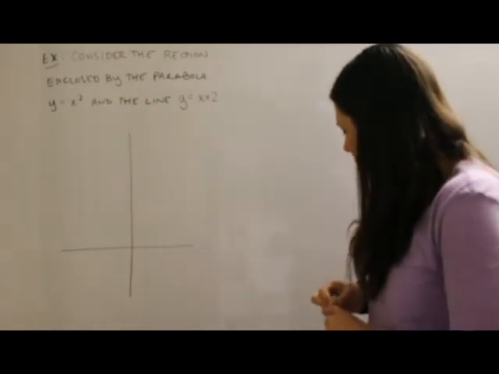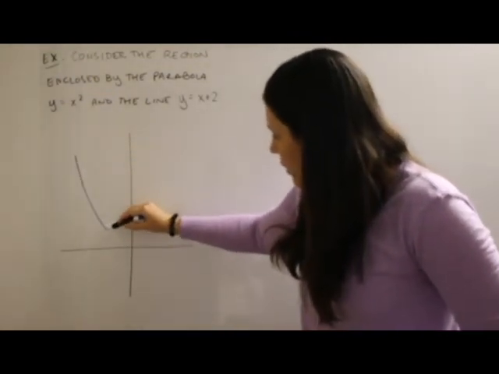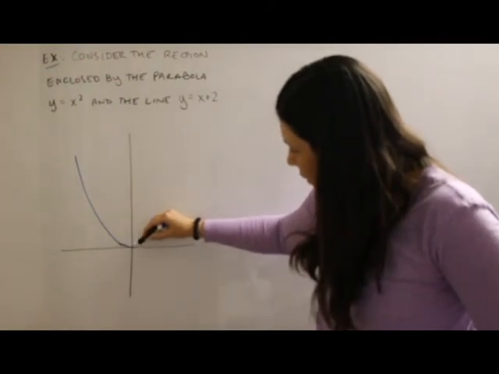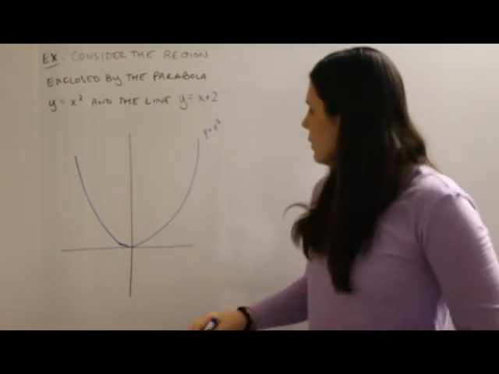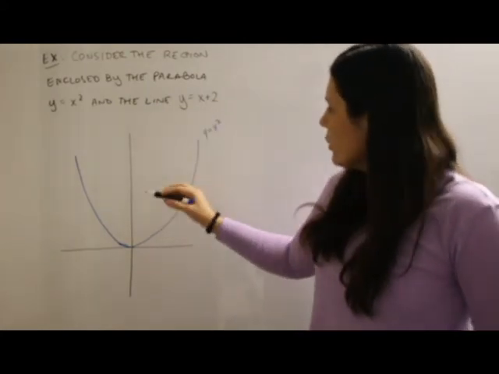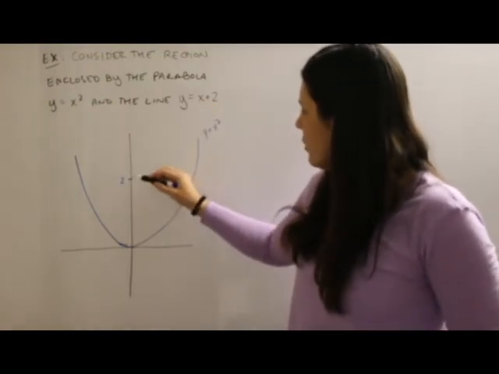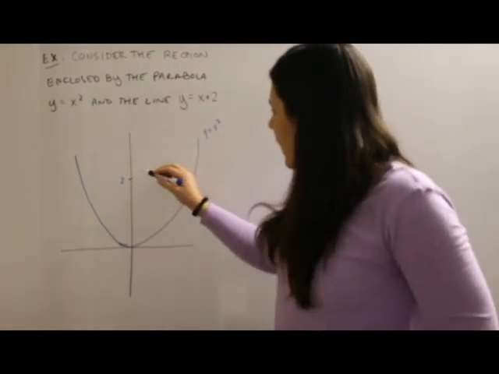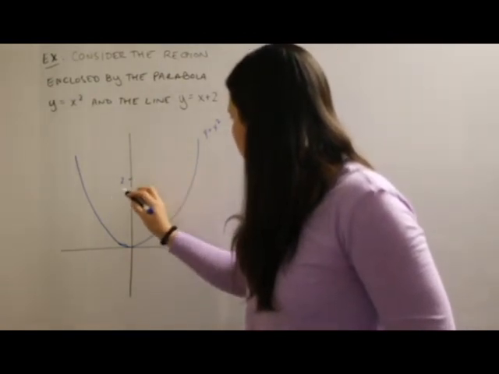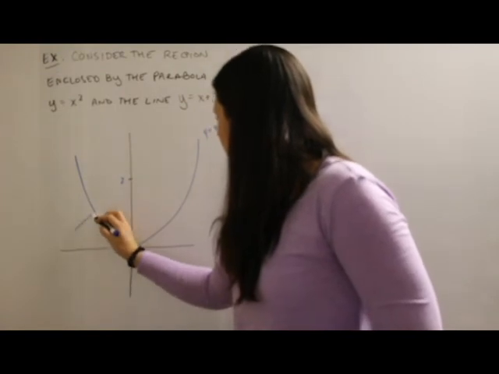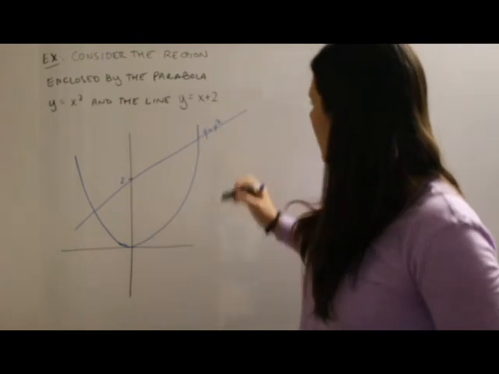Our parabola, y equals x squared, looks like our standard parabola, just like this, roughly. And then for the line y equals x plus 2, our y-intercept is up here at 2, and our slope is 1, so we rise 1 and run 1, and we can draw some points or do a rough sketch of this. It's going to look like this. Could have been better, but not too bad.